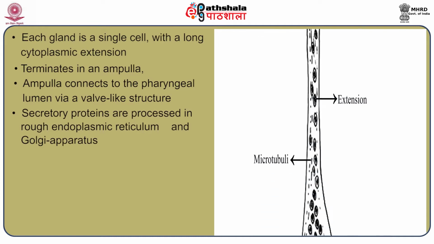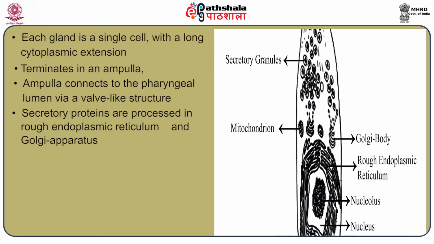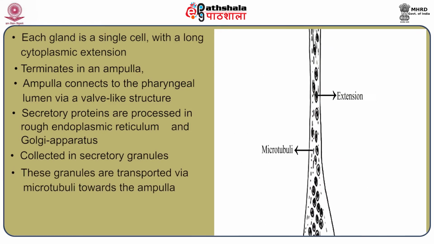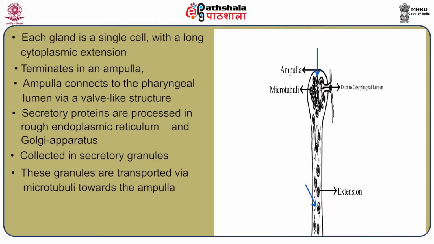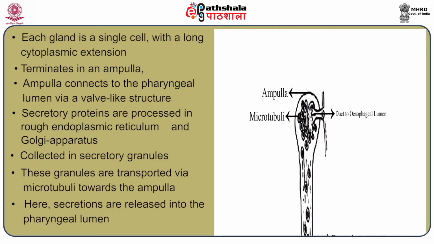Secretory proteins are processed in the rough endoplasmic reticulum and Golgi apparatus. These are then collected in secretory granules. These granules are transported via microtubules towards the ampulla. Here, secretions are released into the pharyngeal lumen.